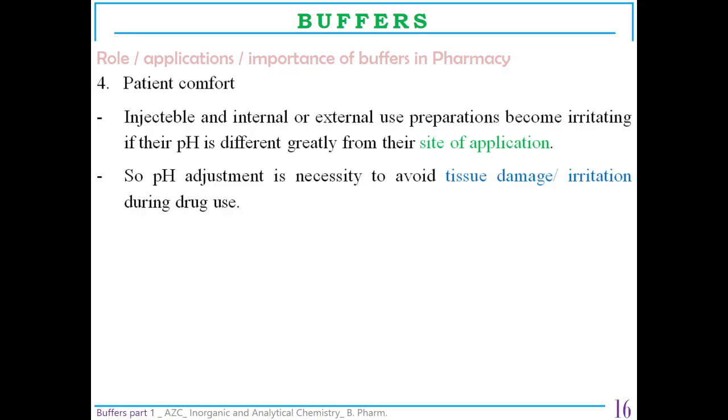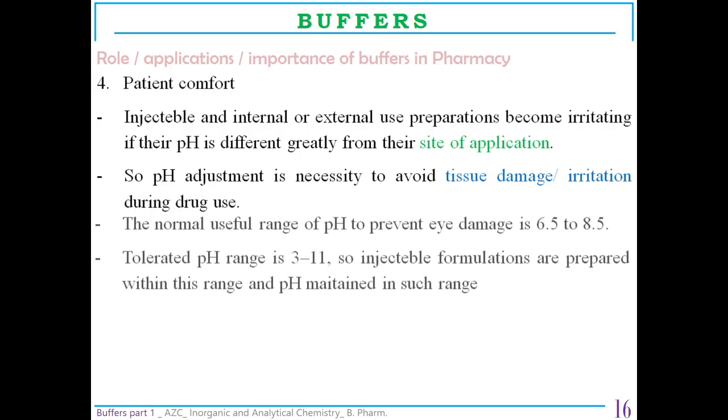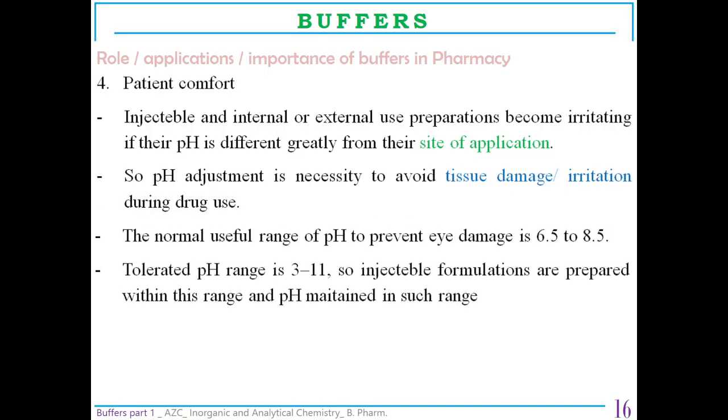Buffer also has important role in patient comfort. Injectable and internal or external use preparations become irritating if their pH is different greatly from their site of application. So pH adjustment is necessary to avoid tissue damage or irritation during drug use. The normal useful range of pH to prevent eye damage is 6.5 to 8.5. Tolerated pH range is 3 to 11. So injectable formulations are prepared within this range and pH maintained in such range.